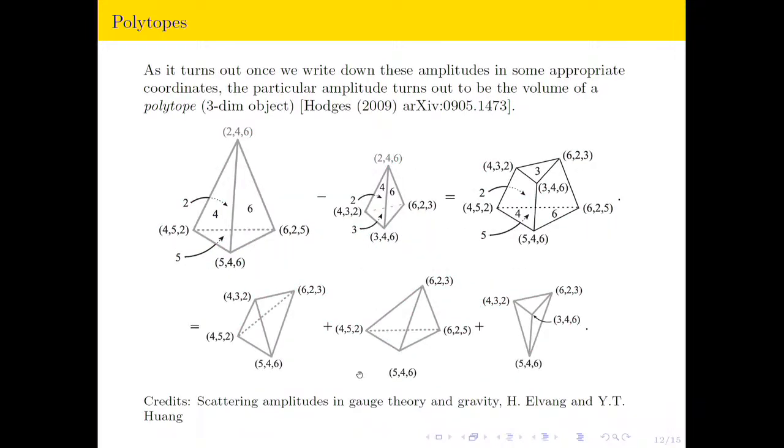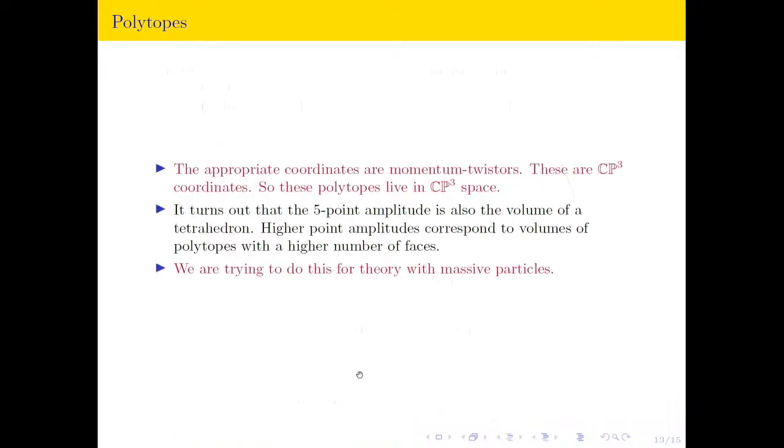So for instance, 6-point corresponds to a polytope with 5 faces. So a 5-point amplitude corresponds to the volume of a polytope that has 4 faces, that's a tetrahedron, and so on and so forth. Okay, that is very unexpected, and technically these polytopes live in CP3 spaces, and the coordinates are momentum twistors and so on. And this is a well-known result since, I think, 10 years now, and what we are trying to do is do something for massive particles.